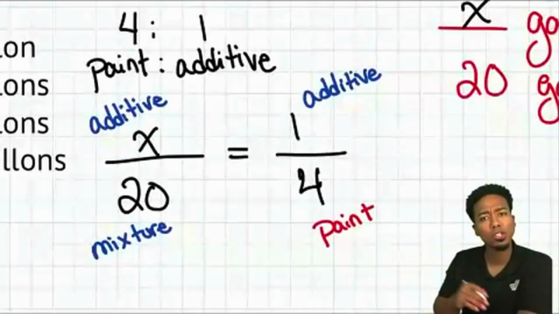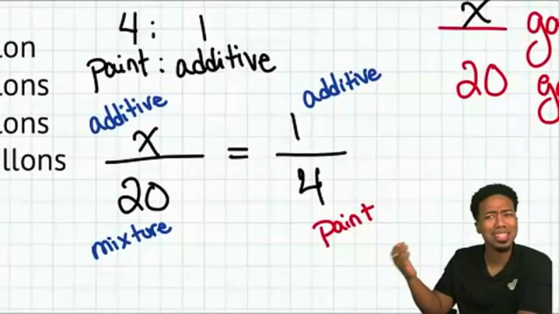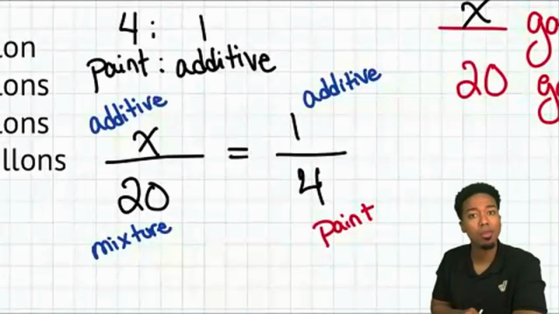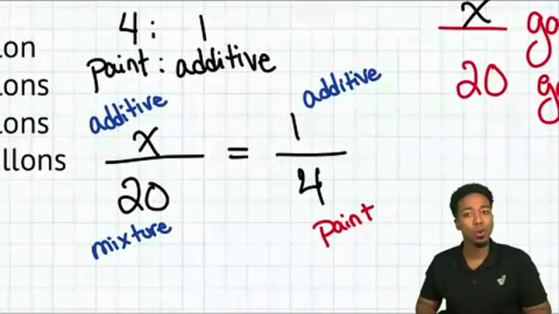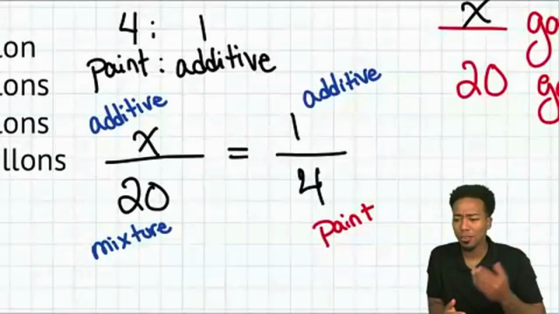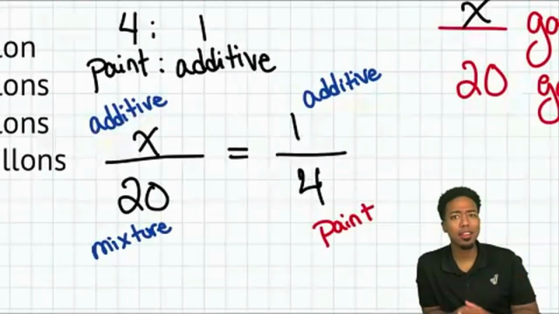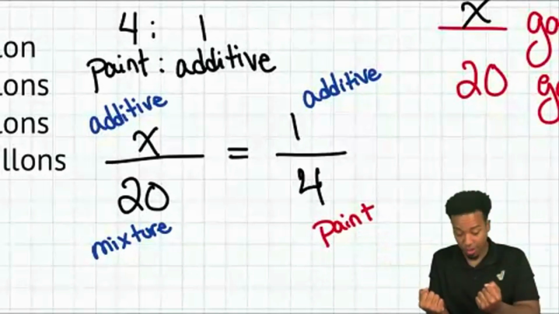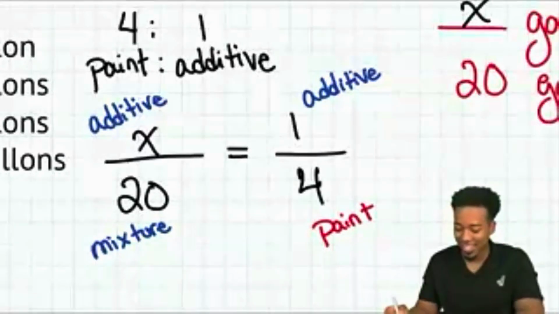So the big question is, how do we get that number? Everybody, in context, the story of the problem. What did I say? How do we get the mixture? What do we do with the paint and the additive to get the paint mixture? What do we do again? Yeah, we add them together. If we want to get the paint mixture, you add the paint and the additive together, and that's how you get it.